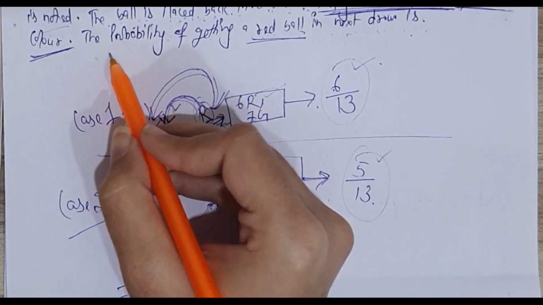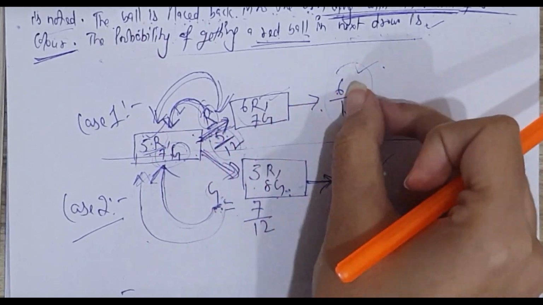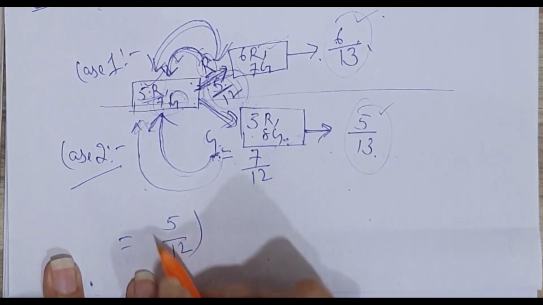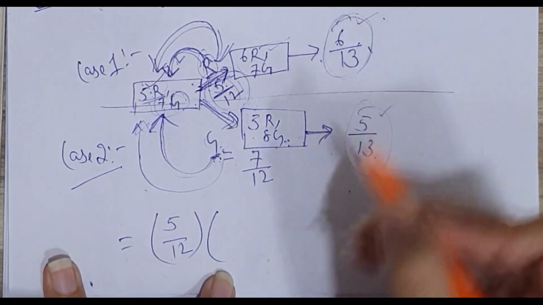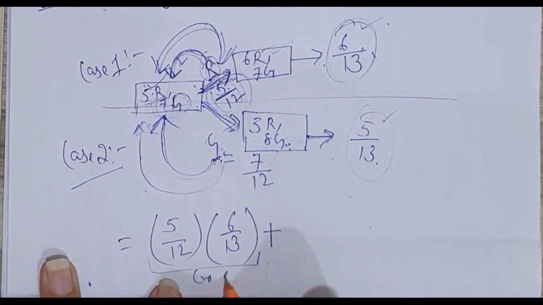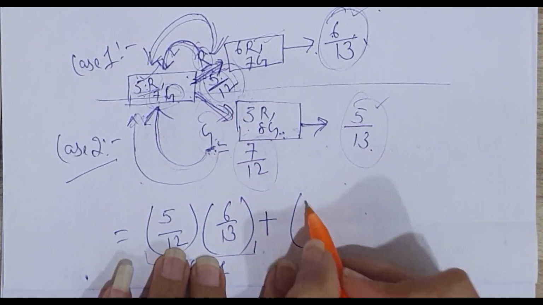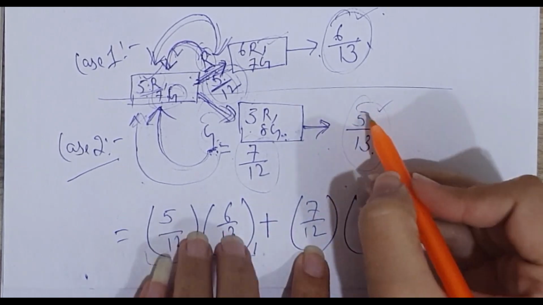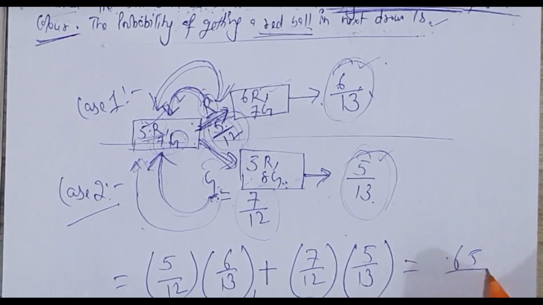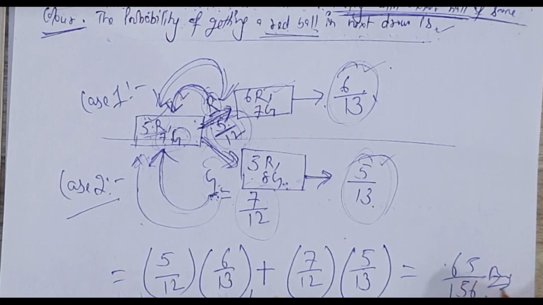Now we have to find the probability of getting a red color in the next draw, so add these cases. First of all, multiply these probabilities together. Probability of drawing a red ball in the first draw into probability of drawing a red ball in the second draw, plus, for case 2, the probability of getting a green ball in the first draw into the probability of getting a red ball in the second draw. The answer will come out to be 65 by 156. This is the answer. Check it by yourself too.